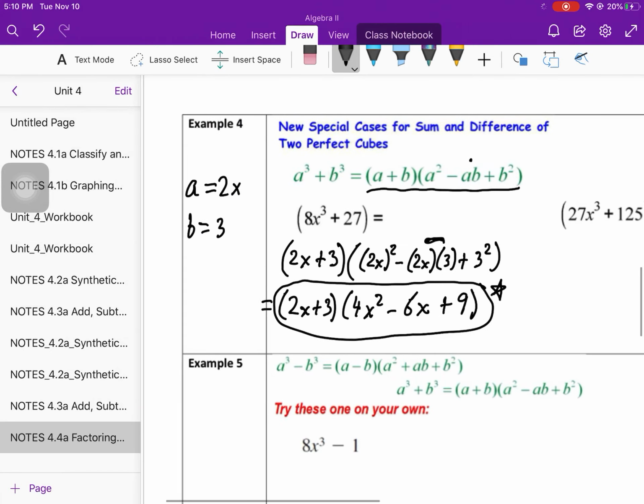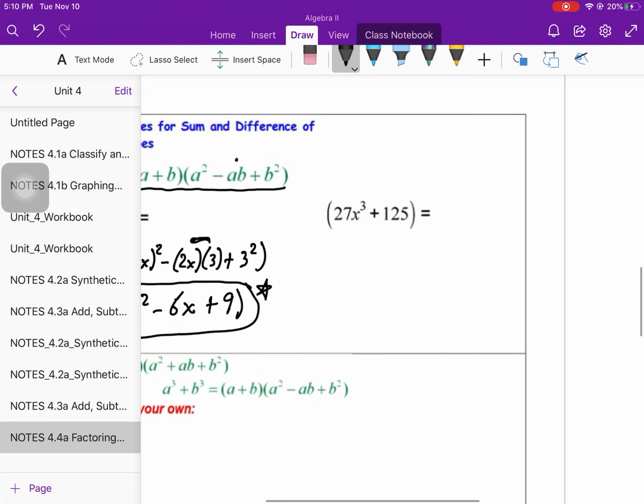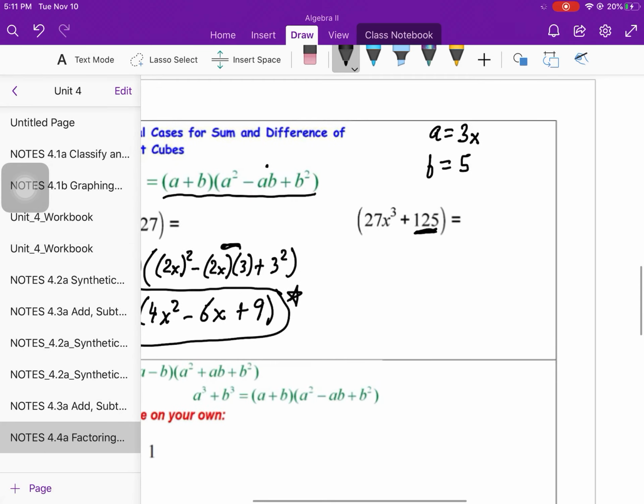All right, I'm going to do one more example, and then the last 3 are going to be yours to try on your own. 27x to the third plus 125. 27 we've already talked about. We know that that comes from 3. X cubed comes from x. And then b, in this case, is 125. So the number that we would cube to get 125 is actually 5.